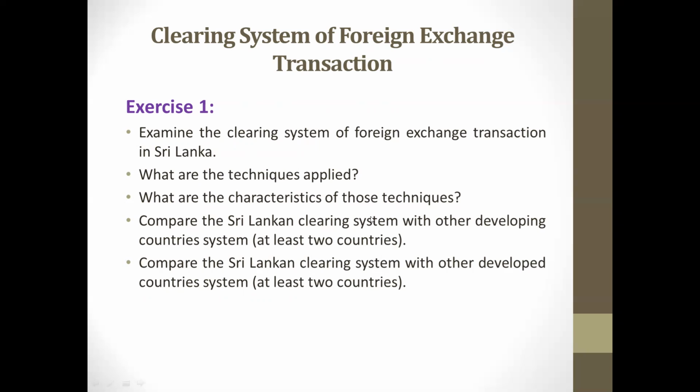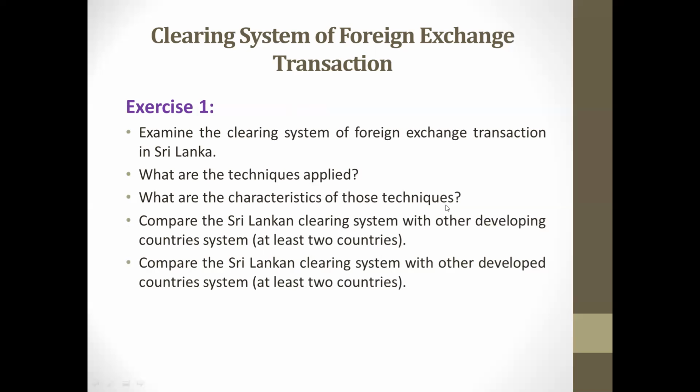What are the unique features of those techniques applied in our clearing system? And you have to compare the Sri Lankan clearing system with other two developing countries' systems, right? At least refer to two countries and identify their clearing system, and then compare whether the Sri Lankan clearing system and those two countries' clearing systems are the same or different. And the same process you can do for the other two developed countries, right?